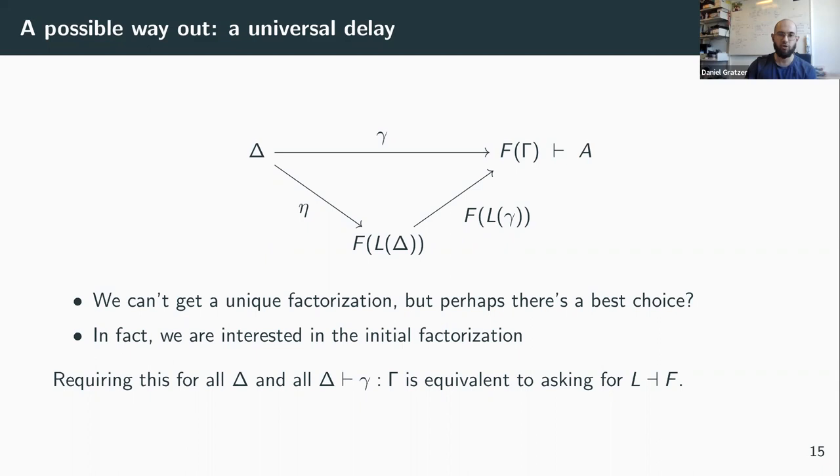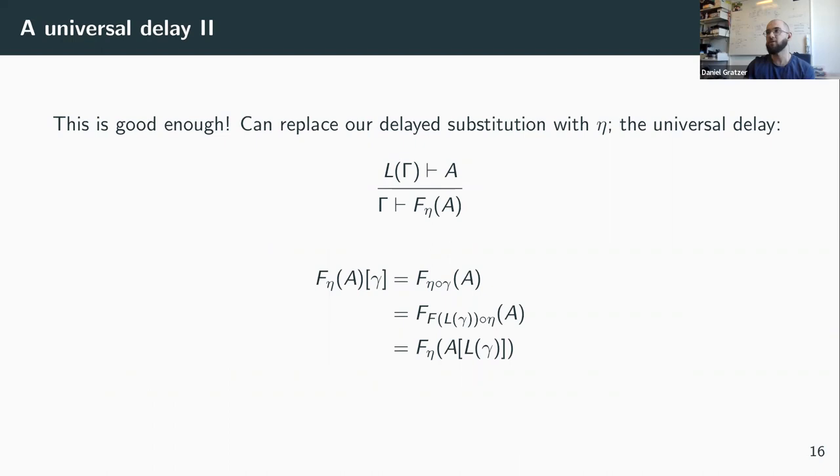Okay, and let's try and chase through some of the consequences here. So we can specialize our earlier rule using delayed substitutions to use eta. So we have a universal delay now. And the really interesting thing is that when we choose such a universal delay, we obtain a general substitution principle. So if we apply gamma to A with this universal delay, well, we push it through into there. And the naturality of eta allows us to commute gamma past the eta and thereby push the substitution all the way onto A. So we now have a way to actually move substitutions past the modality, just like we want to.